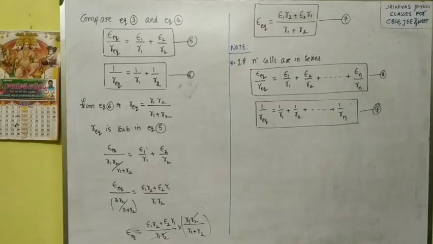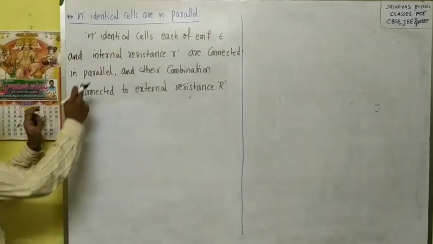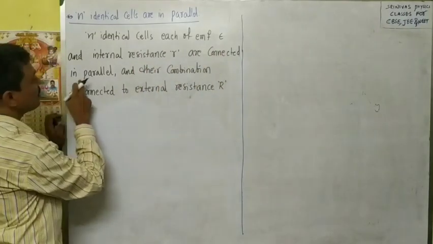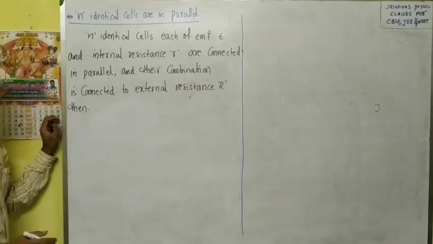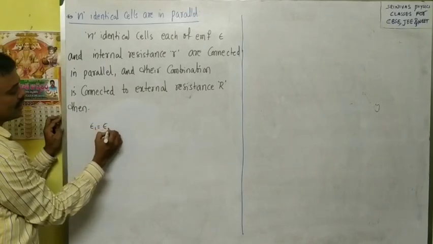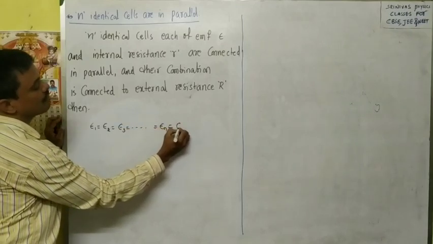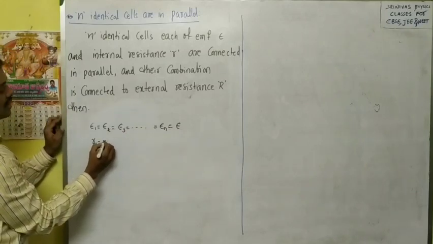Okay, I will start a continuation class. Look here. The next topic is identical cells, each of EMF E and internal resistance R, connected in parallel, and then their combination is connected to an external resistance capital R. Here, n cells are there, all identical, all having the same EMF. E1 is E, E2 is E, E3 is E, En is also E. All have the same internal resistance.